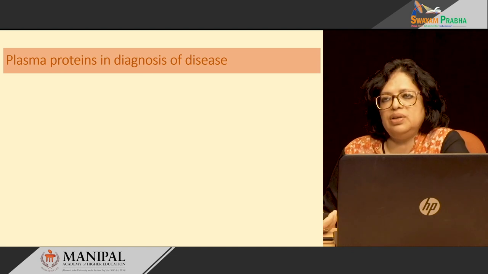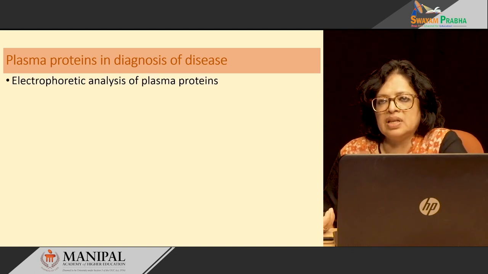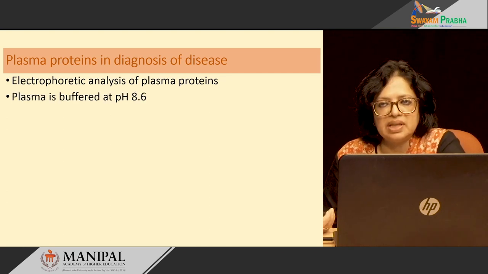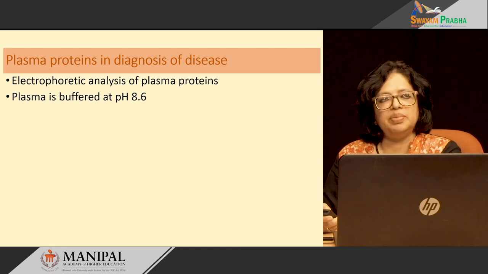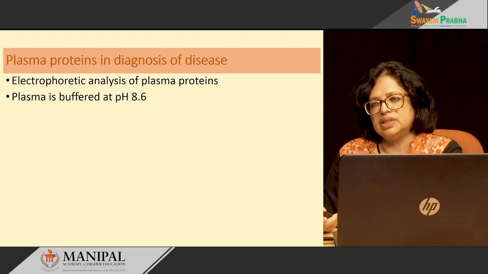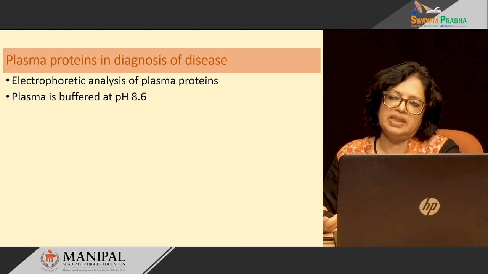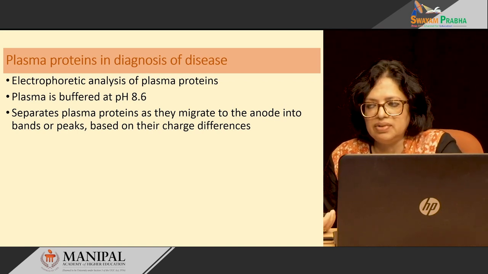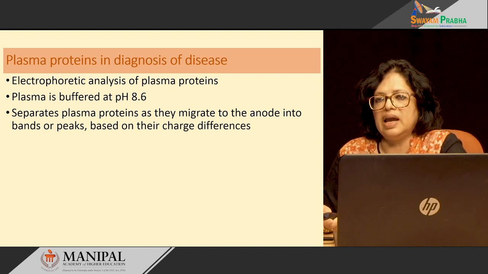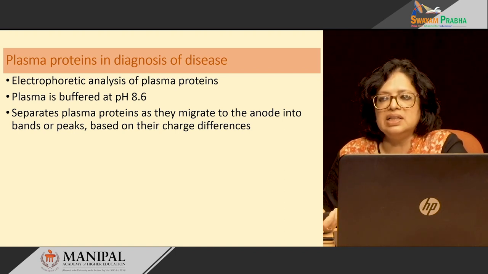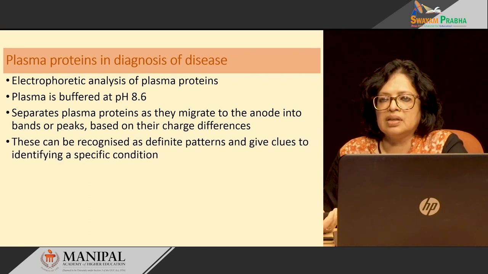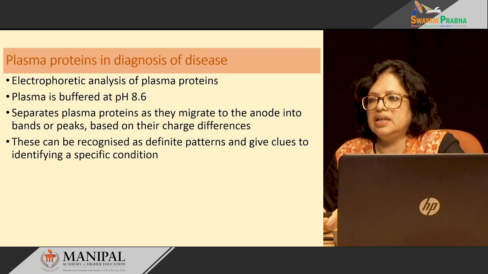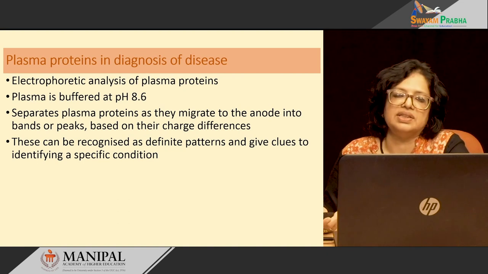So, plasma proteins, how can we use them in the diagnosis of disease? Electrophoretic analysis of plasma proteins can be done. For this, the plasma is buffered at a pH of 8.6. At this pH, all the proteins in the plasma or the serum get a negative charge. Thus, plasma proteins migrate to the anode or the positive electrode, because all the proteins are charged negatively. So, the negatively charged proteins move towards the positive electrode and form the different bands based on their charge differences. This can be recognized as definite patterns and give clues to identifying a specific condition.